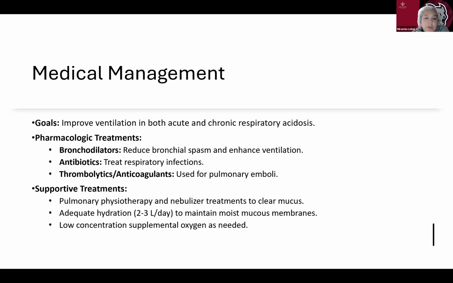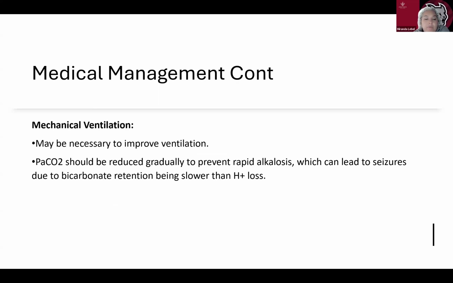Goals are going to be improved ventilation for both acute and chronic respiratory acidosis. Pharmacologic treatments are bronchodilators, antibiotics, thrombolytics, and anticoagulants. And then our supportive treatments, we can use pulmonary physiotherapy and nebulizer treatments to get that mucus out of the way. We're going to make sure that we increase hydration to maintain moist mucous membranes and low concentration of supplemental oxygen as needed. If we want to talk about mechanical ventilation, the PaCO2 should be reduced gradually to prevent rapid alkalosis, which can lead to seizures due to bicarb retention being slower than the hydrogen loss.